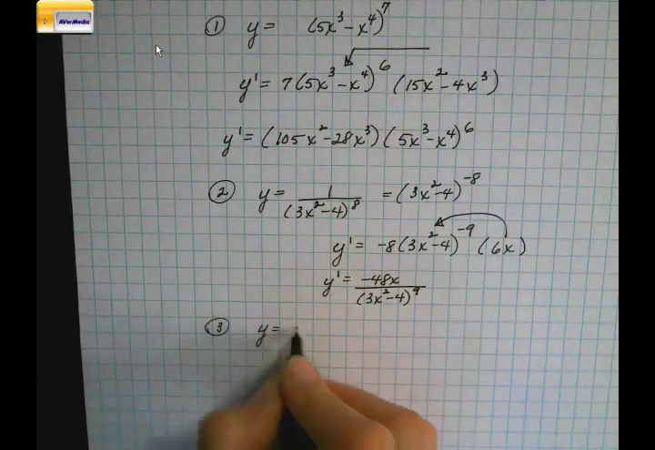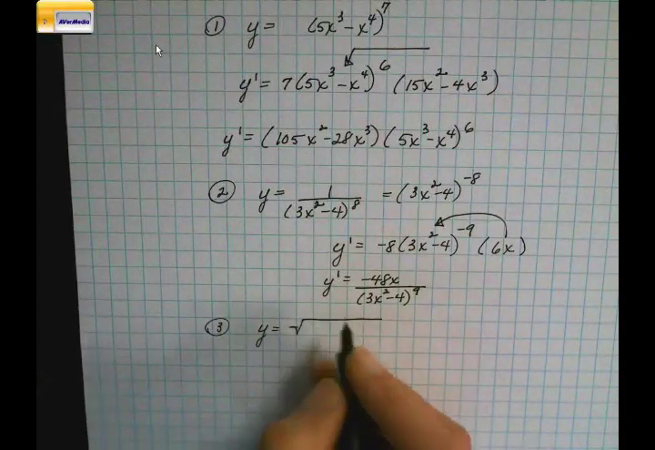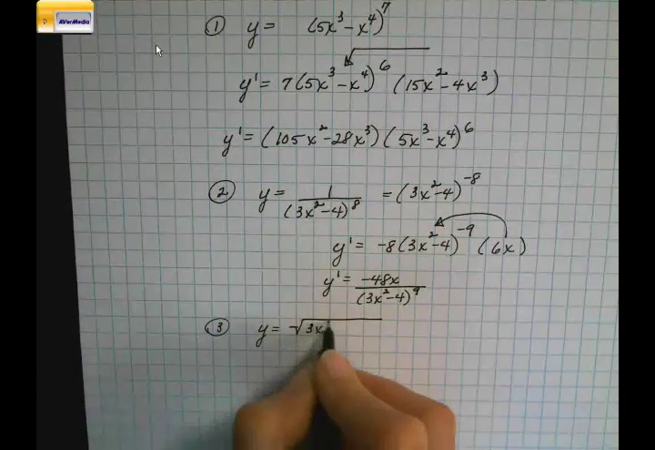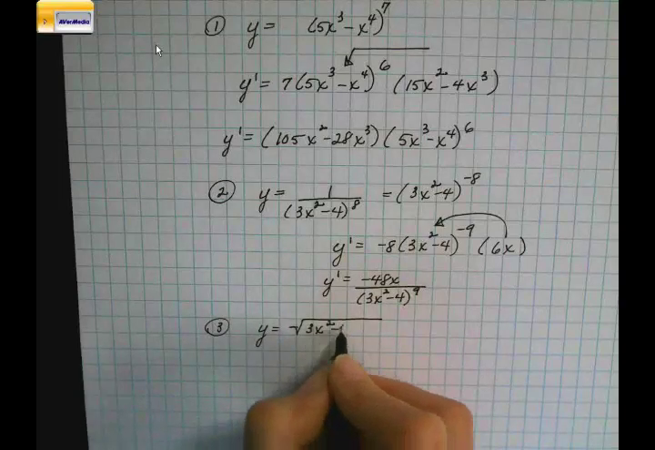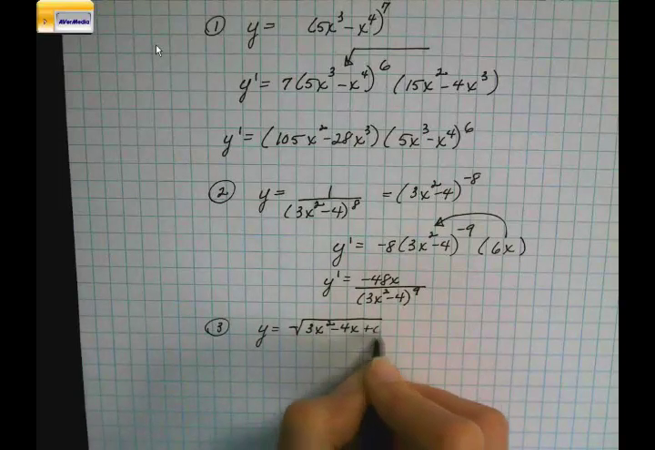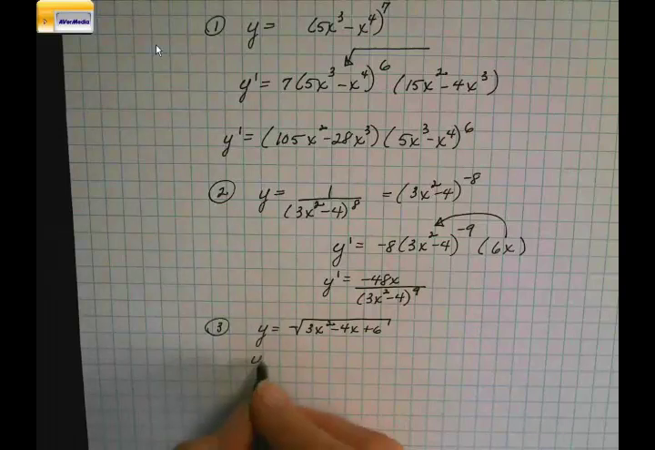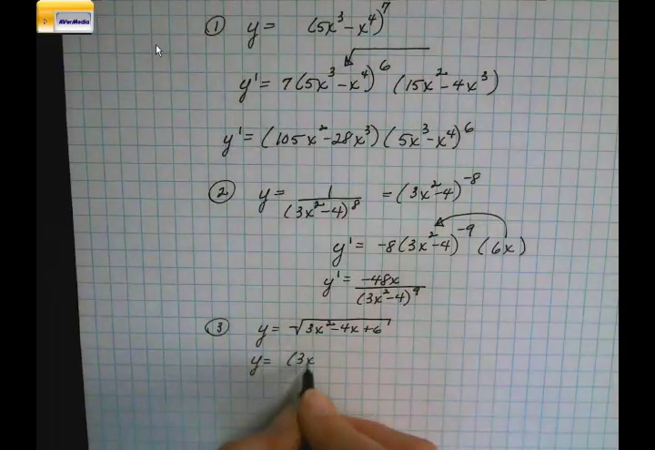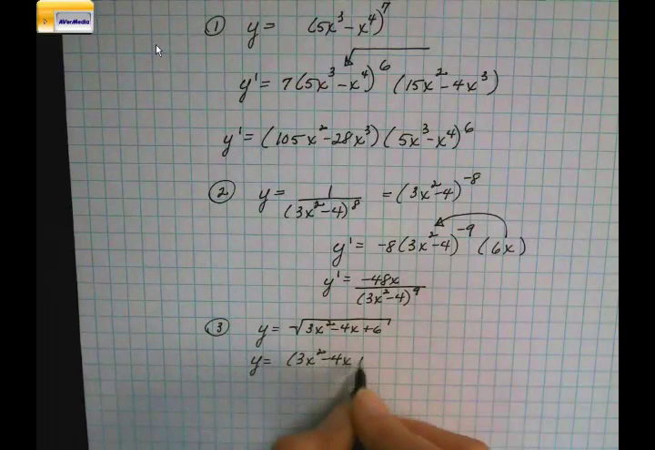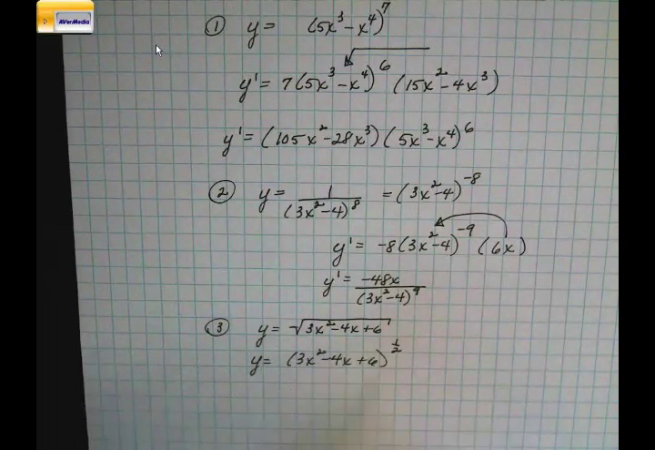Okay, suppose you have this one. y equals the square root of 3x squared minus 4x plus 6. There you go. You're going to write this as a 1/2 power. So it's kind of sitting in the position of a chain rule situation. So you're going to rewrite this as 3x squared minus 4x plus 6 to the 1/2 power.